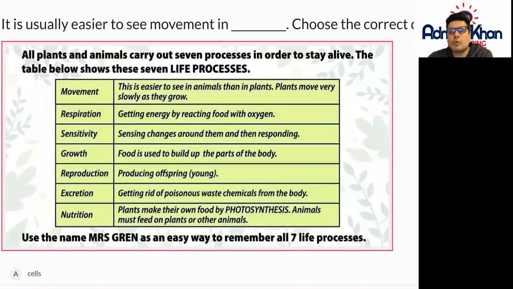So all plants and animals carry out 7 processes in order to stay alive. The table below shows these 7 very important life processes. Number 1 is what we call movement.